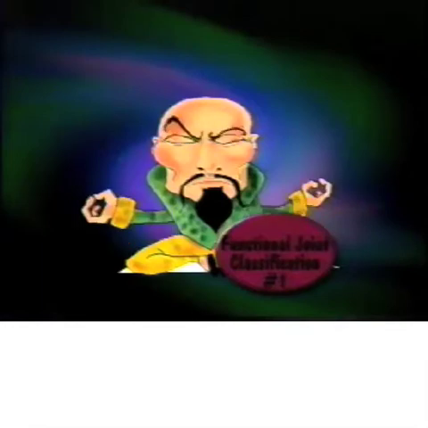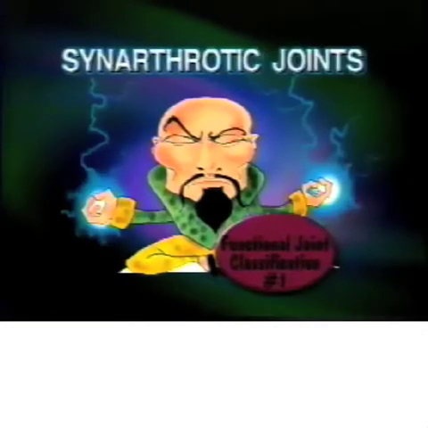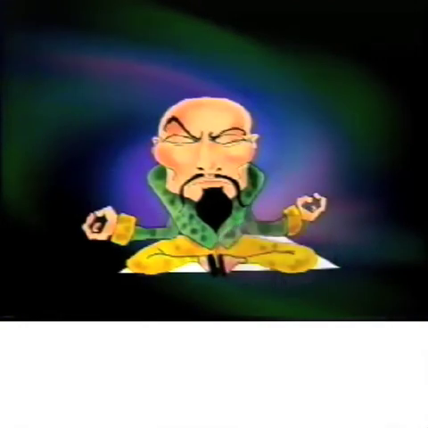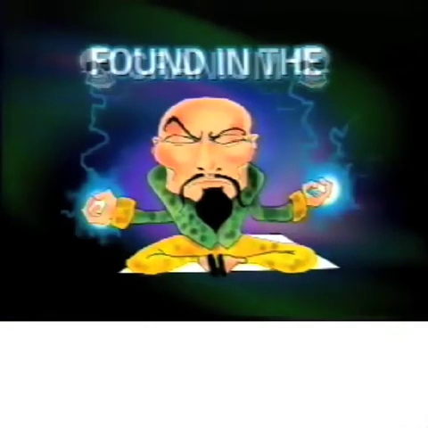Synarthroses refer to joints that are immovable. Synarthrotic joints just won't budge. They just lock bones together. These types of joints are found in places like the cranium.